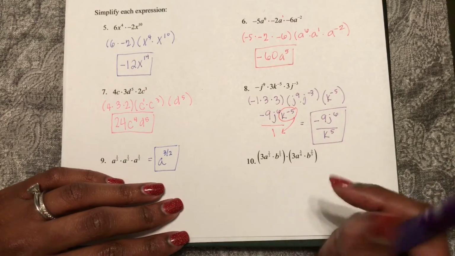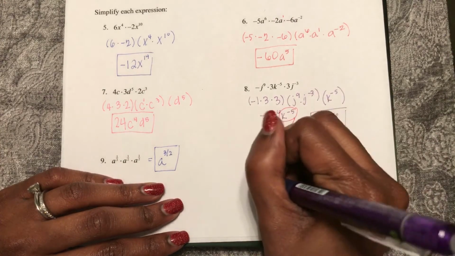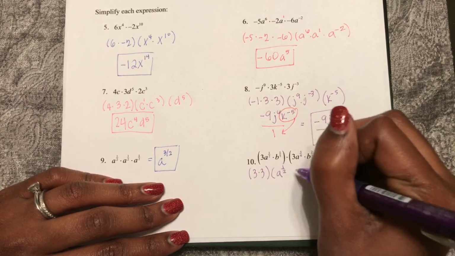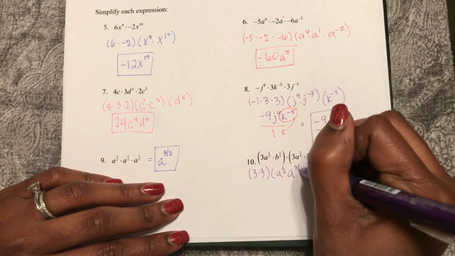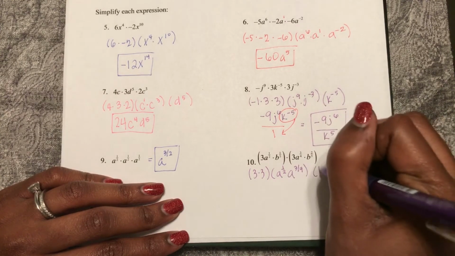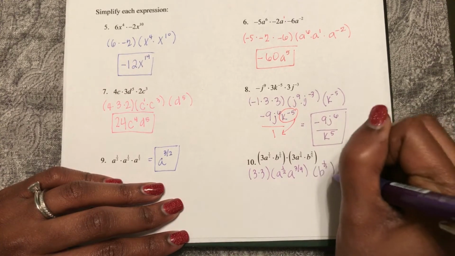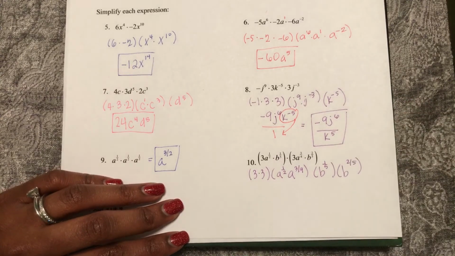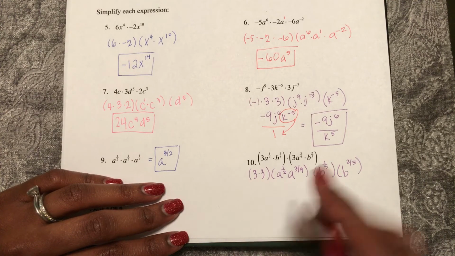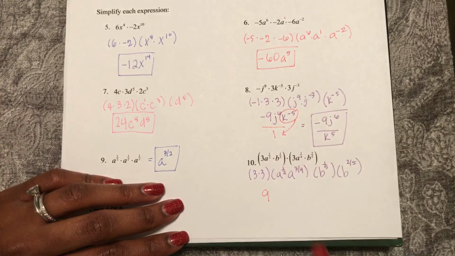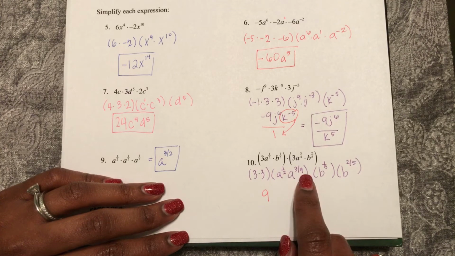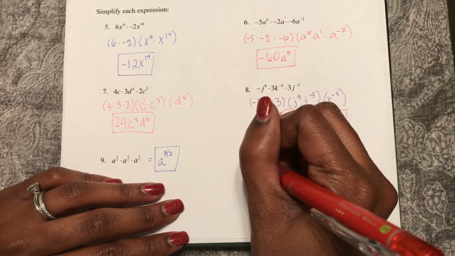So now for part 10, 3 times 3 first. And then I have a to the 1/2, a to the 3/4, and then I have b to the 1/5, b to the 2/5. Okay, so now I can simplify my answer. 3 times 3 is 9. Now I'm trying to add 1/2 plus 3/4. So let me do that off to the side here.